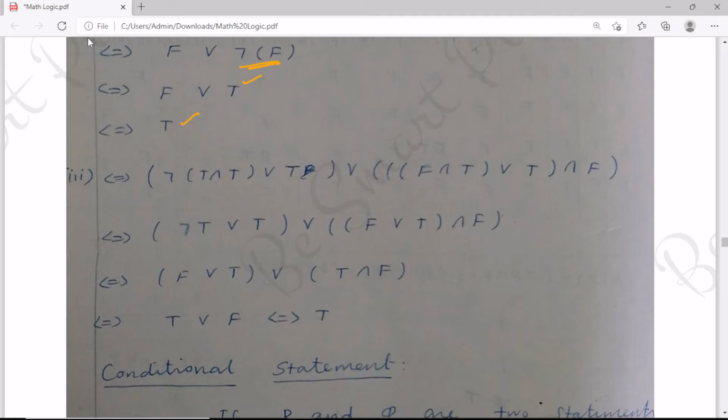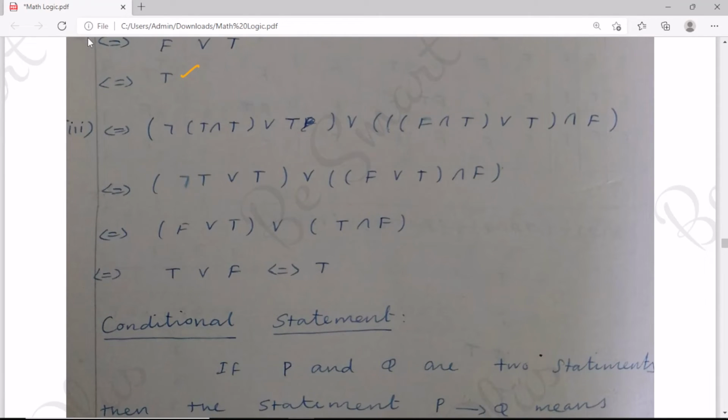Last one also, I will just write down the truth values directly. So finally you get the truth value as true alone.